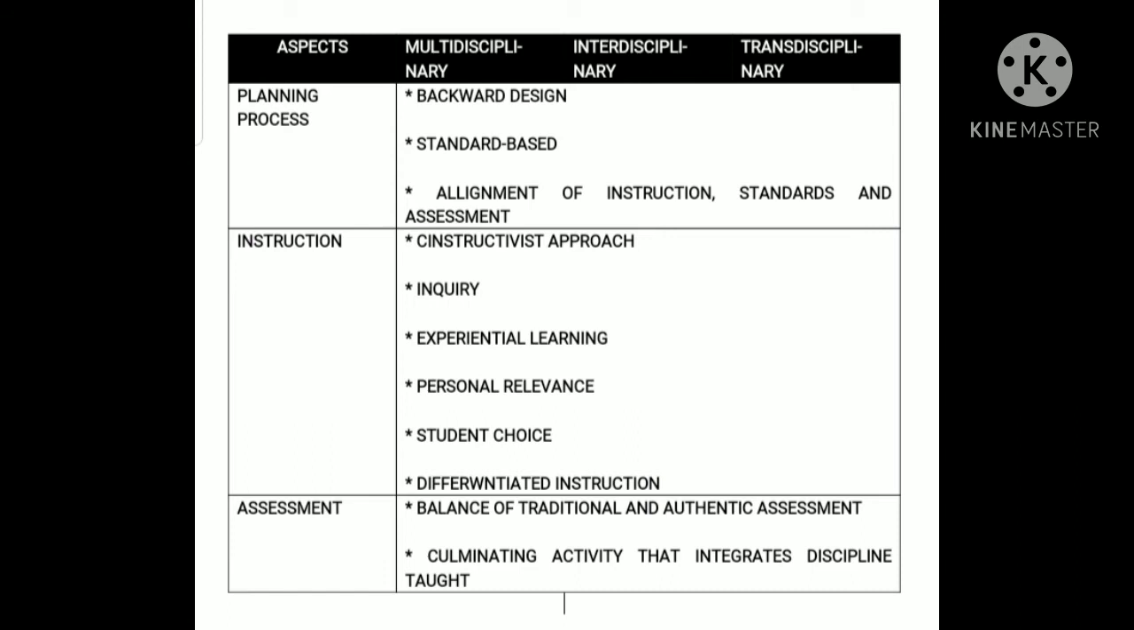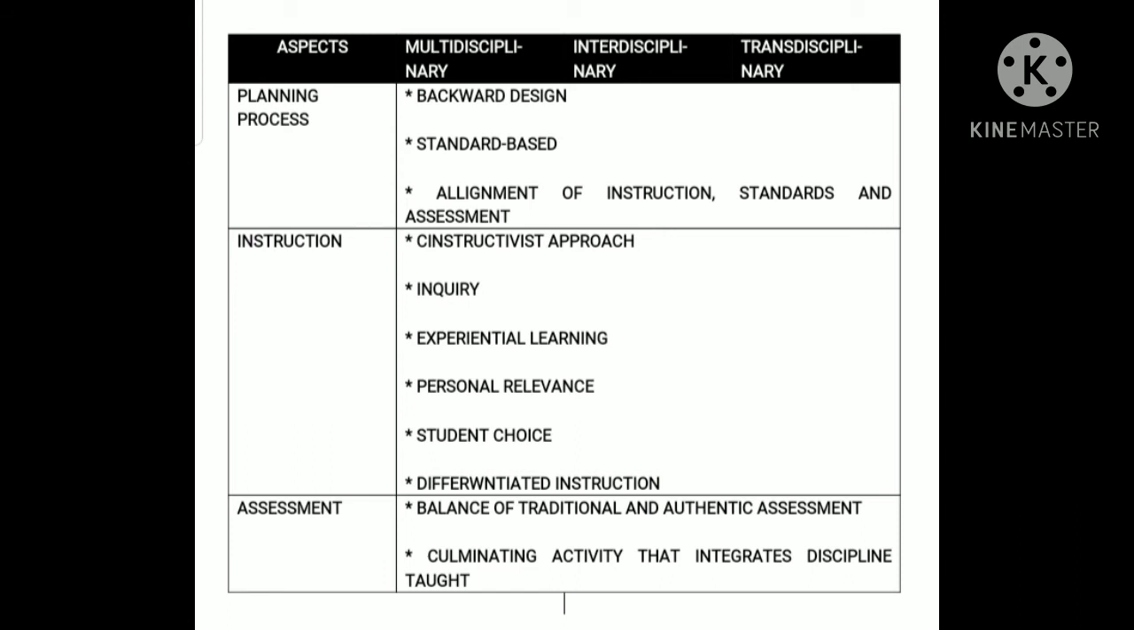The three approaches were also similar when it comes to the alignment of instruction, standards, and assessment. And when we talk about alignment of instruction, meaning assessment should reveal how well the students have learned what they want them to learn, while instruction ensures that they learn it. And of course, assessment learning objectives must be given emphasis or must be given importance. Now, let us move on to instruction.